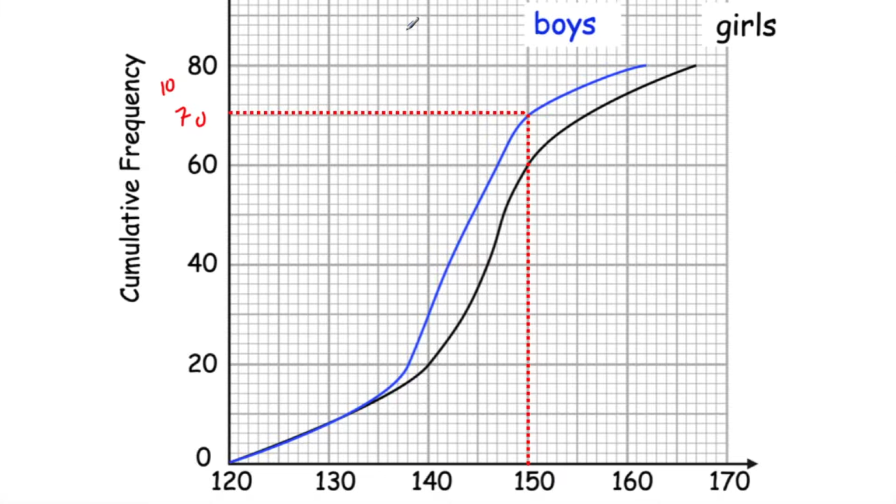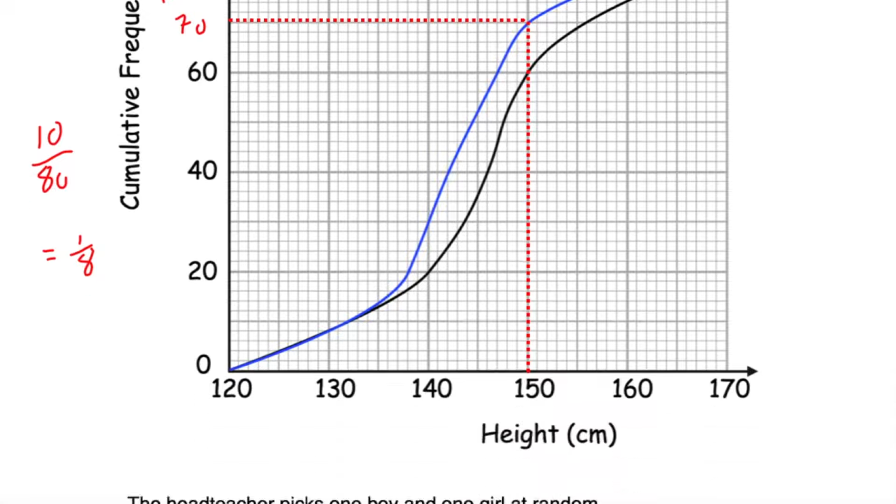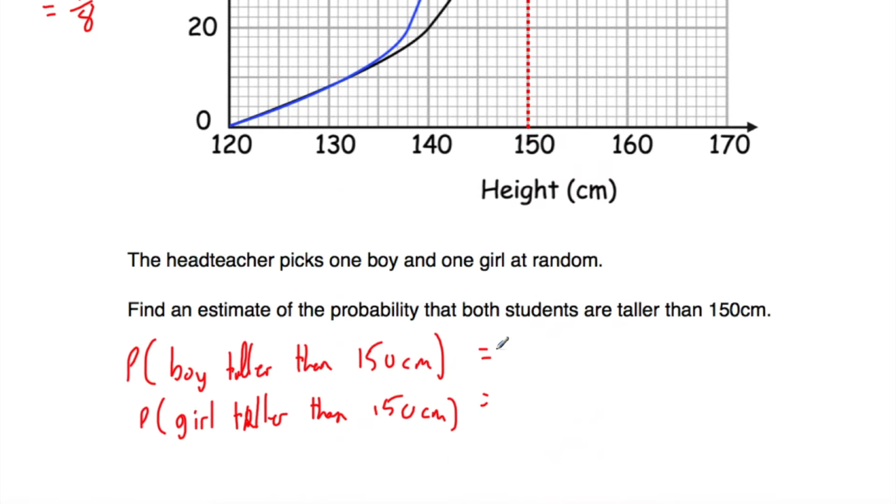So in terms of one of them being picked at random, there's 80 boys altogether, and 10 of them are taller than 150 centimeters. So that's going to be 10 80ths, or if you cancel that down, that's going to be 1/8. So the probability that one of the boys picked at random has got a height taller than 150 centimeters would be 1/8, because it's 10 out of the 80, and that cancels down to 1/8. So let's write that down. The probability that the boy is taller than 150 centimeters would be 1/8.